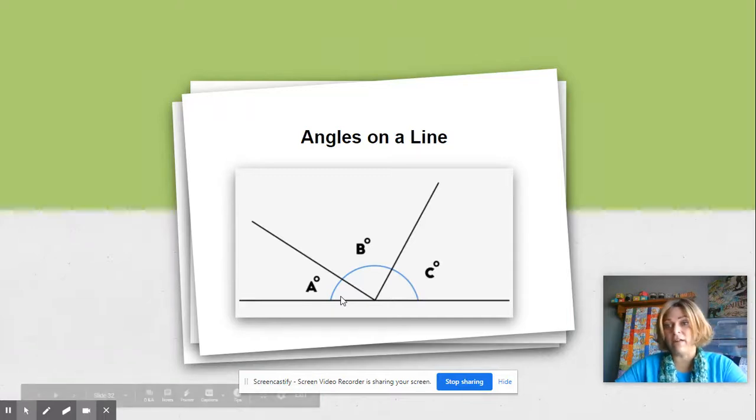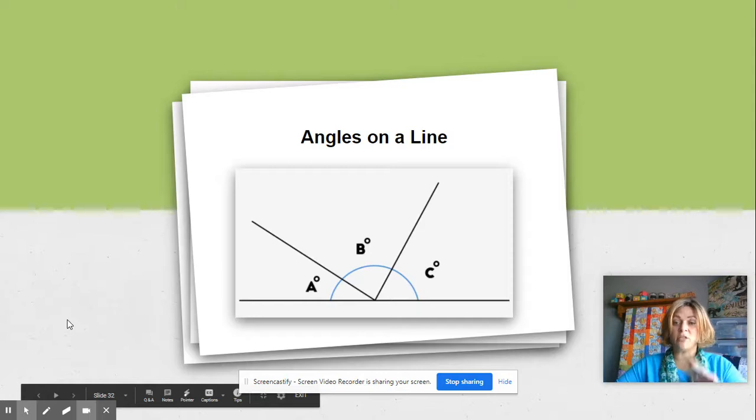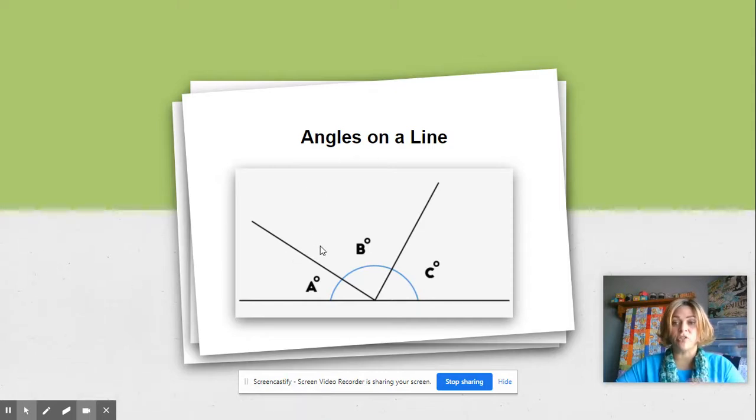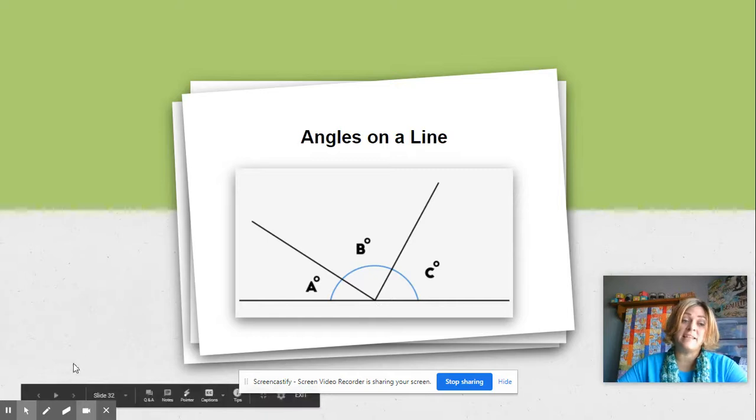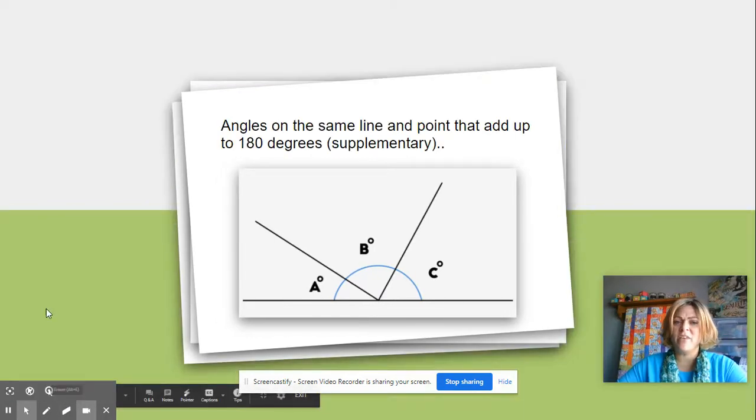Angles on a line. They are literally angles on a line. So supplementary and angles on a line can be interchangeable depending on the teacher. Some teachers don't want you to do that, so talk to your teacher. But when you have angles all on one line at one point, and it's important that they're all at one point, then they will always add up to 180. So it's very similar to supplementary if you see that.